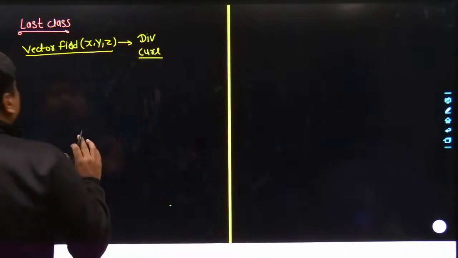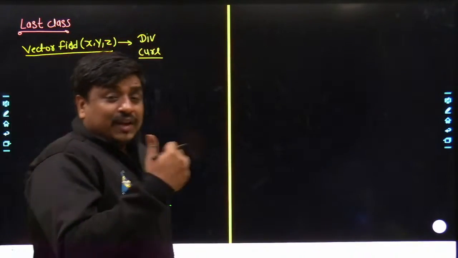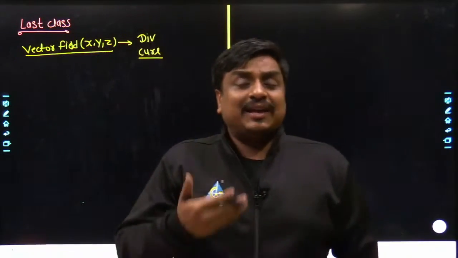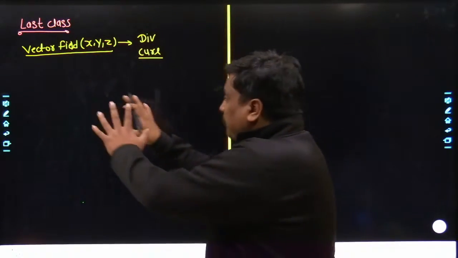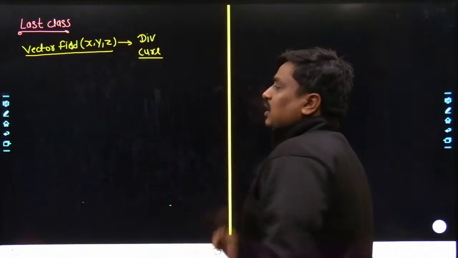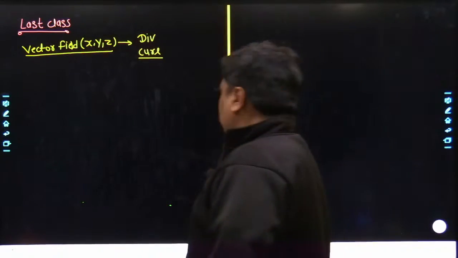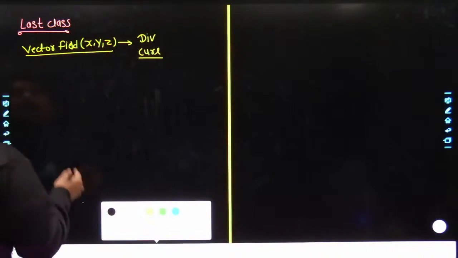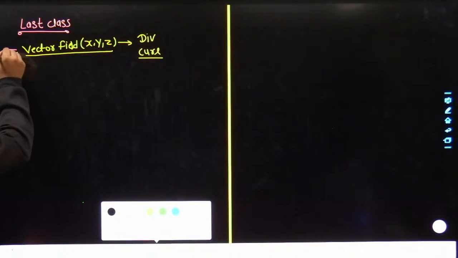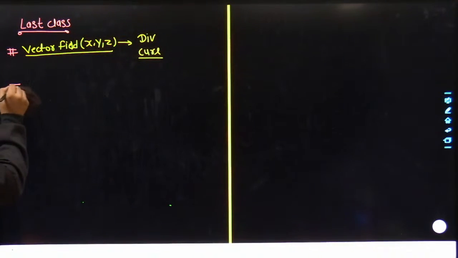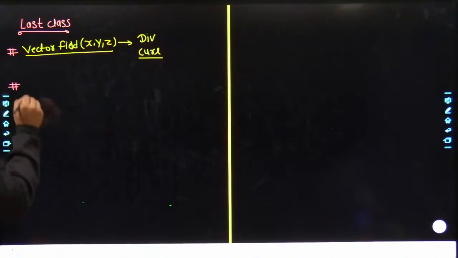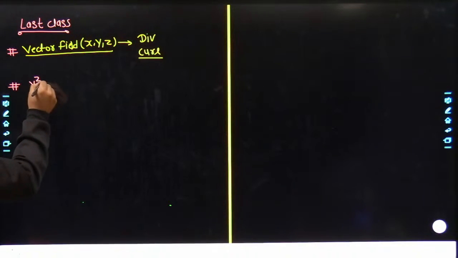Now I will take a few more examples and try to enlighten the concept of divergence as well as curl by watching practical vector fields over 3D space. So let me go ahead by taking a few more vector fields. Let's take the vector field for today's class: y square ay cap.